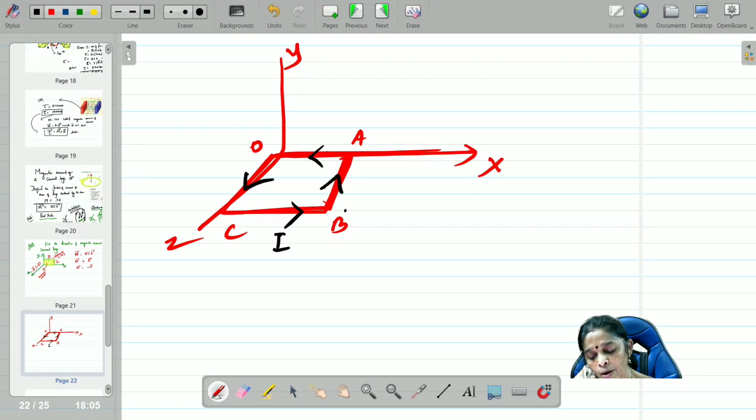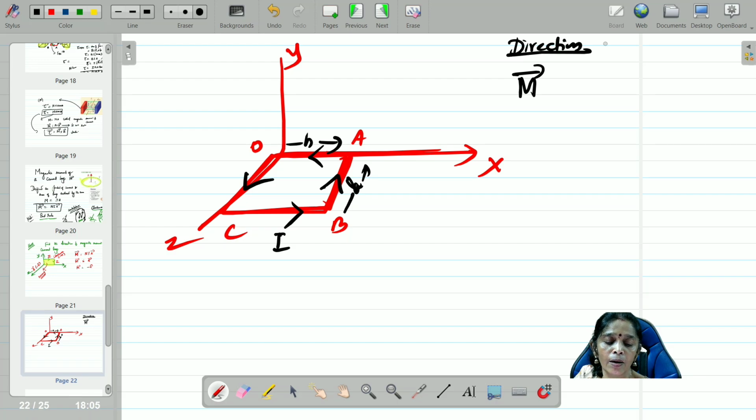I is the current, L is the length of the coil and B is the breadth of the coil. Now what is the direction of the M vector? Come on, tell me, children. You know it very well. Direction of M vector, tell me, what is that? Which axis is it present on?